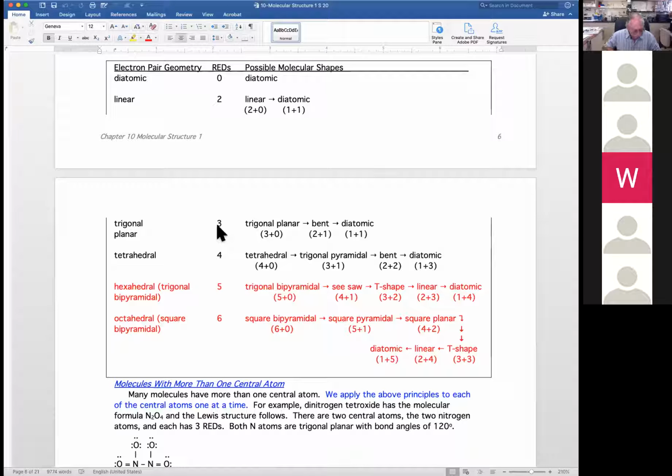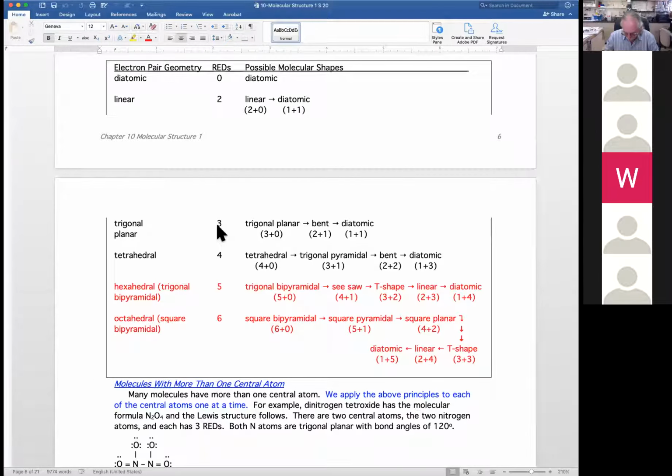Then, if I have something that's planar and trigonal, we just use this, I guess. Okay, that's planar trigonal. The bond angle is 120 degrees. If I take one off, it's bent. If I take off another one, then it's simply diatomic again. Okay.